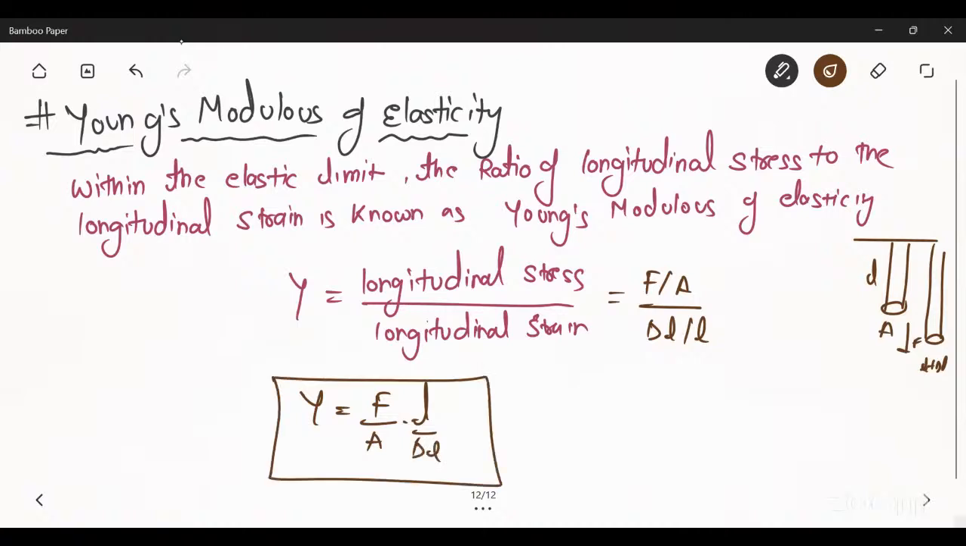SI unit is the same, Newton per meter square, and the dimensional formula is the same. All moduli of elasticity have the same SI unit, Newton per meter square, the same CGS unit, dyne per centimeter square, and the same dimensional formula, M L^-1 T^-2.